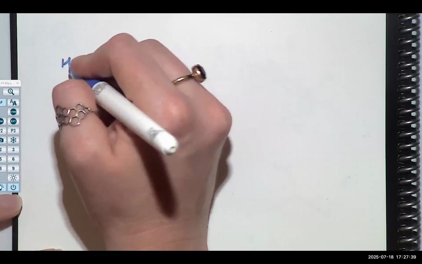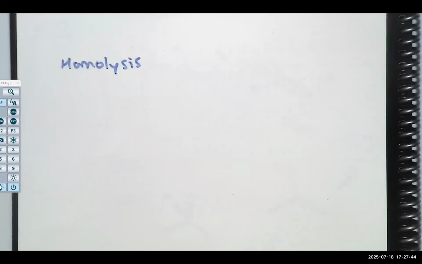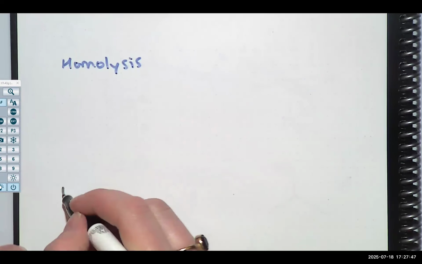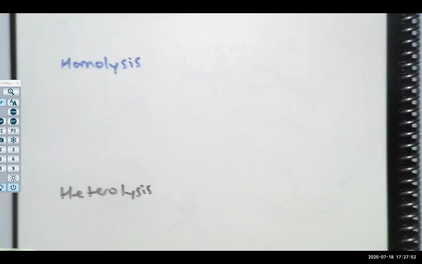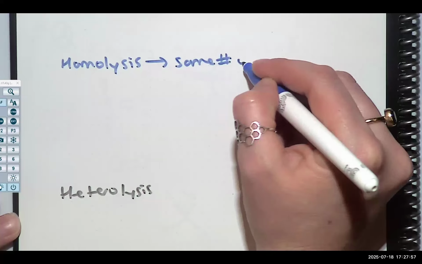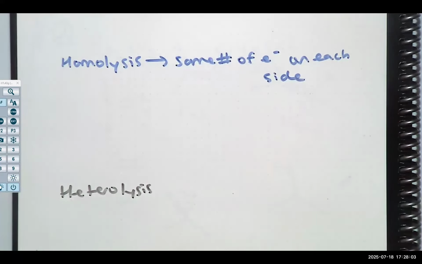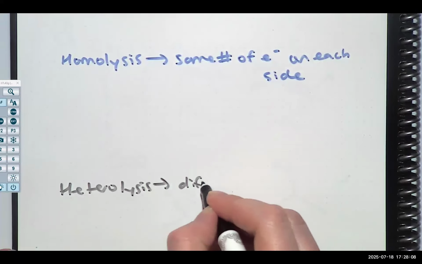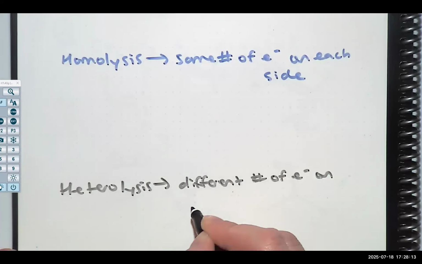Homolysis and heterolysis. Homo means same, so we'll get the same number of electrons on each side. And hetero means different number of electrons on each side.